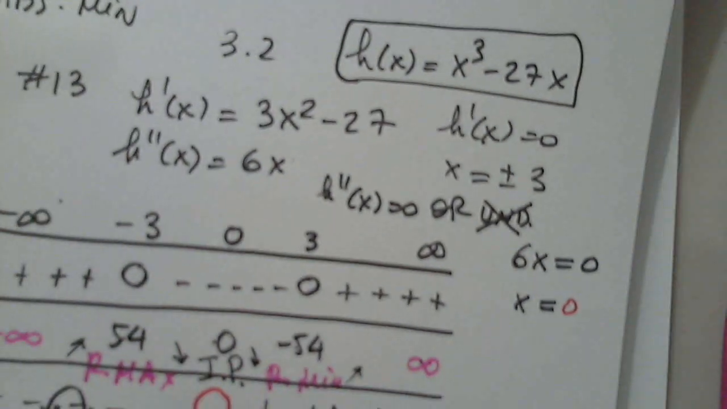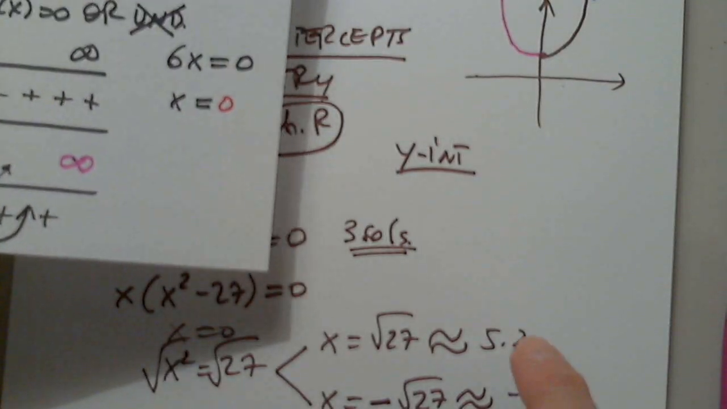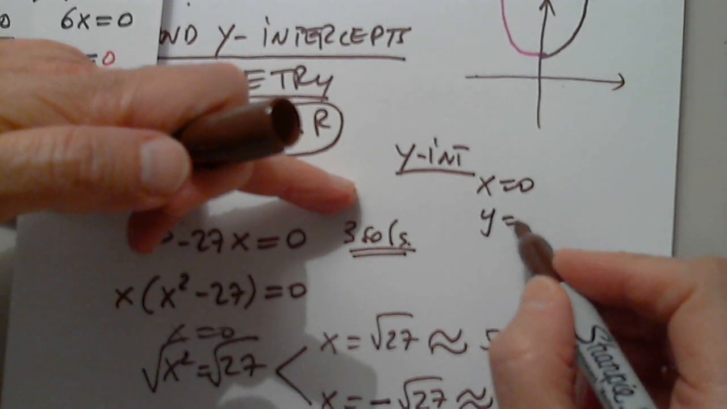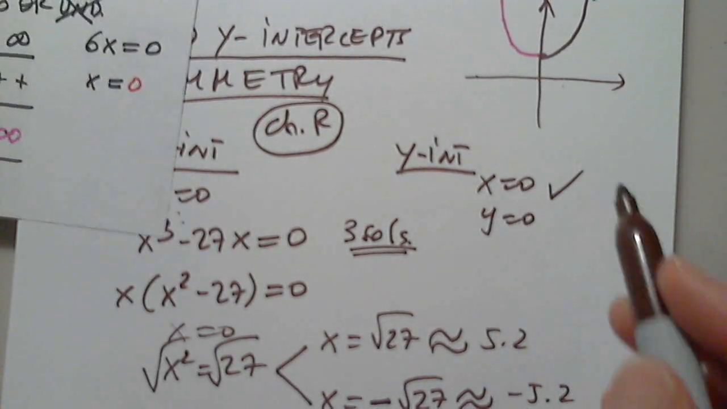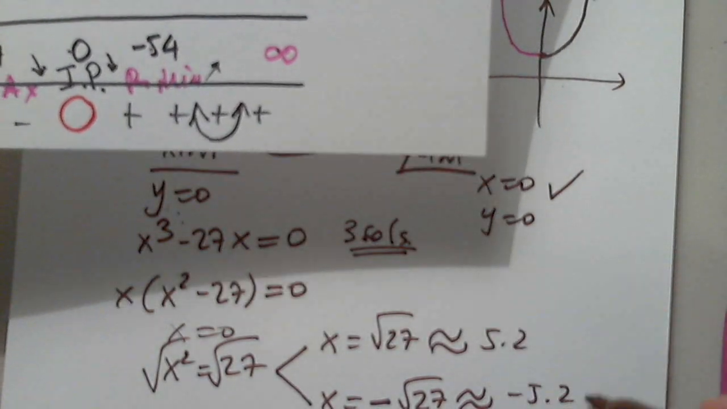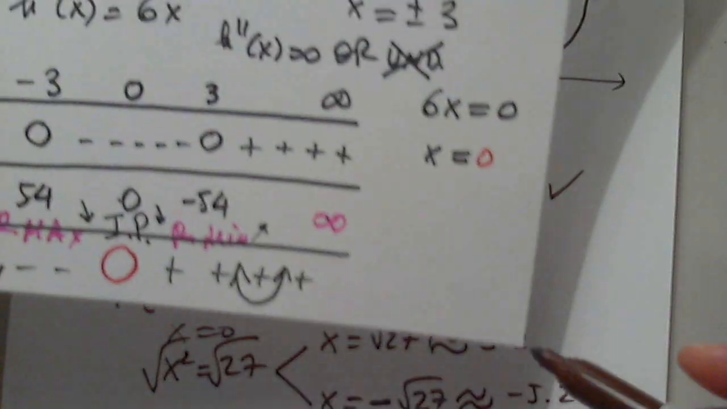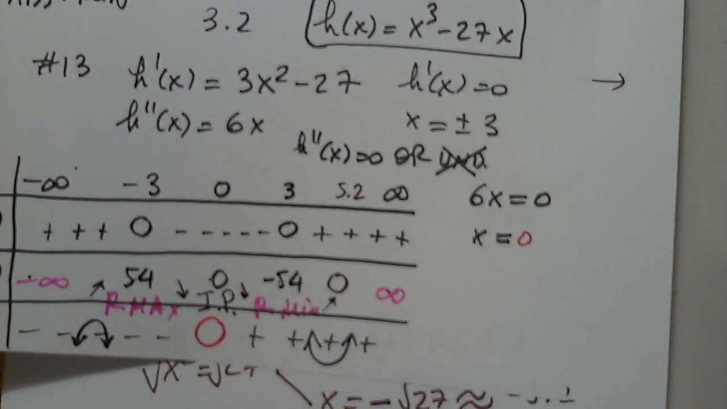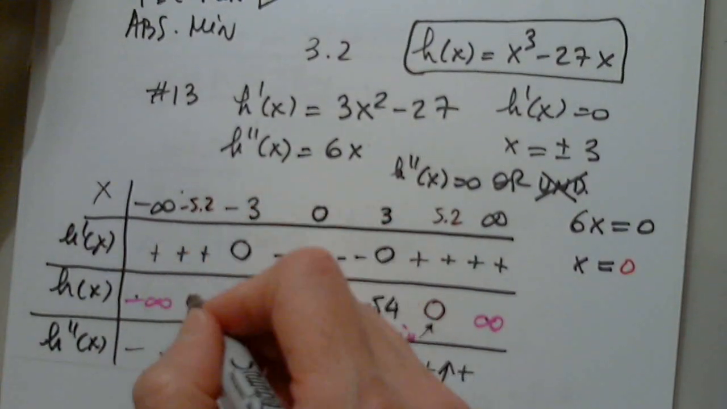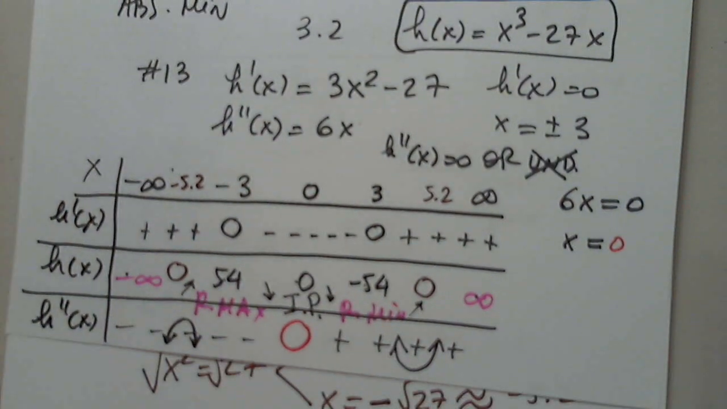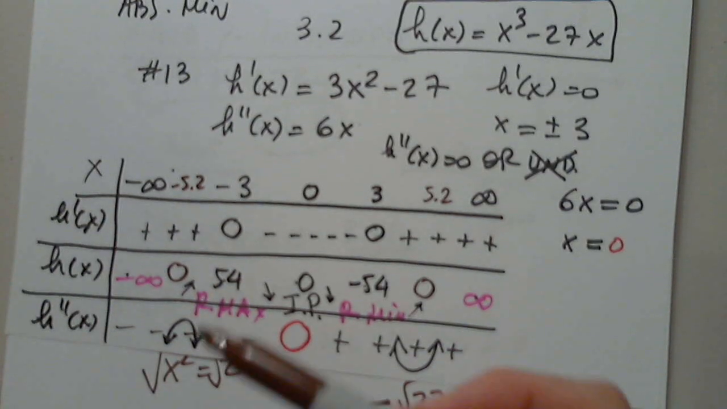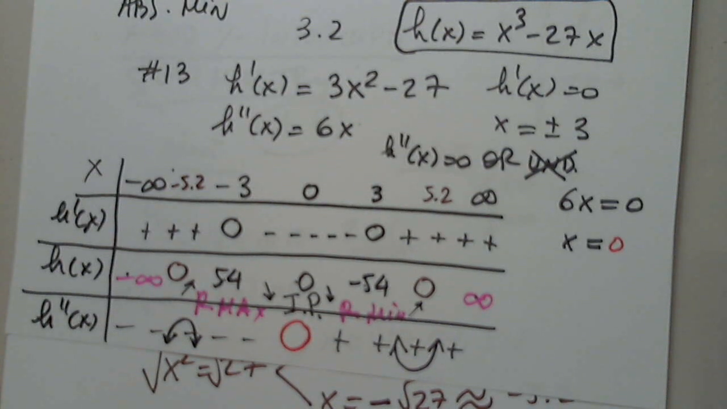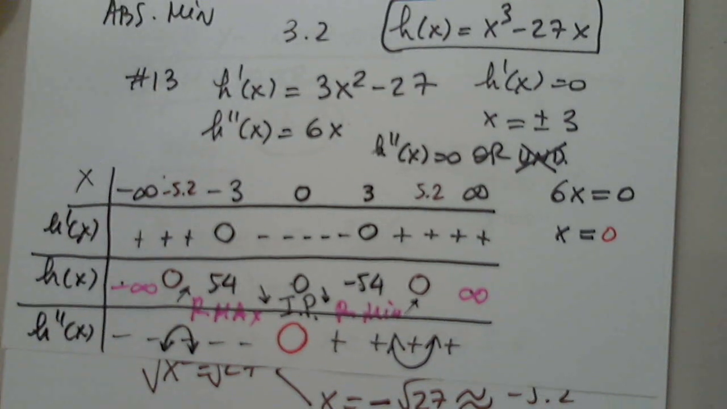So I have to plug these in, and of course, the y-intercept is when x is 0. We determined that y would be 0. That was determined already. So I have to fit these in the table. 5.2, 0, and negative 5.2, 0. Right? The x-intercepts. Good. Now I have all the information I need to graph this function.